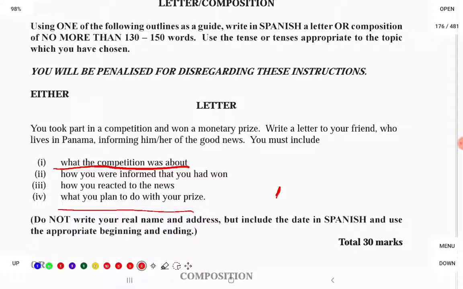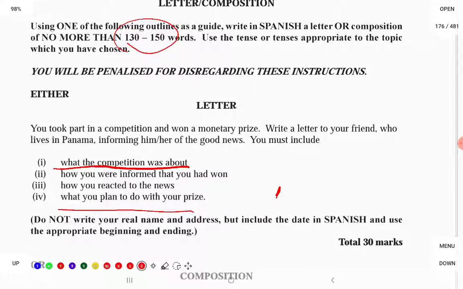So normally you start off with a particular format. I'm going to discuss it here, and then I'm going to show you a sample and show you how I incorporated everything within the word limit. Of course, 130 to 150 words. Please pay attention to that. I'm going to talk a little bit about it in English, and then, just to keep the video short, I'll show you the sample.